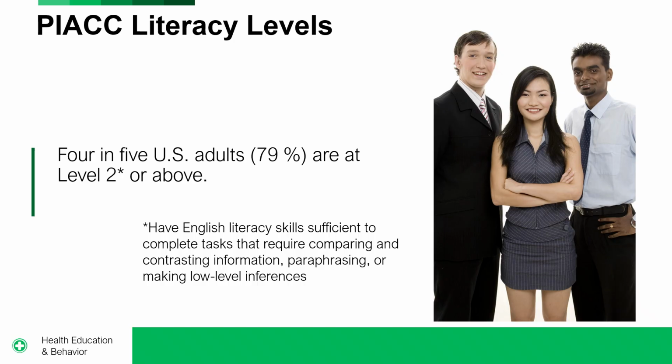So overall, 4 in 5 US adults, or 79%, are at level 2 or above, meaning they have English literacy skills sufficient to complete tasks that require comparing and contrasting information, paraphrasing, or making low-level inferences.